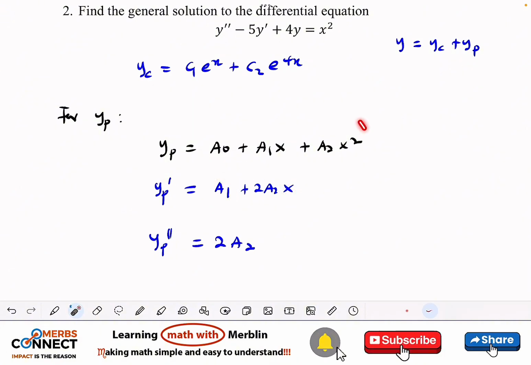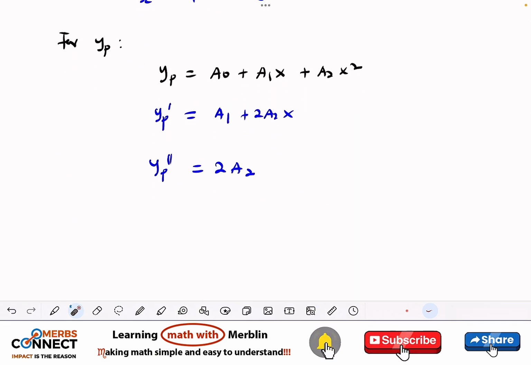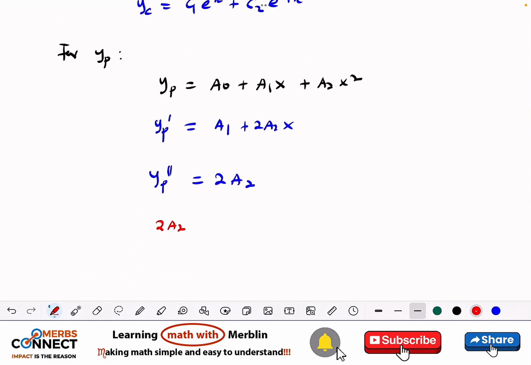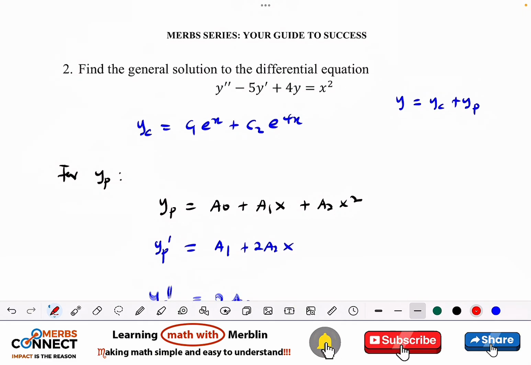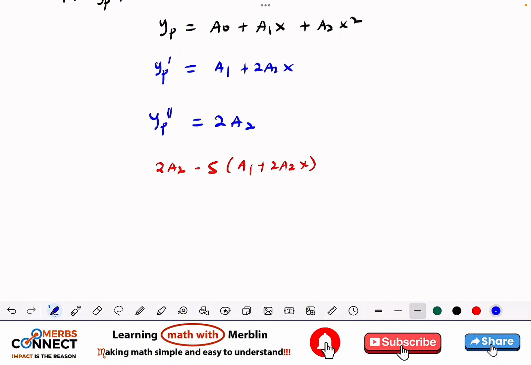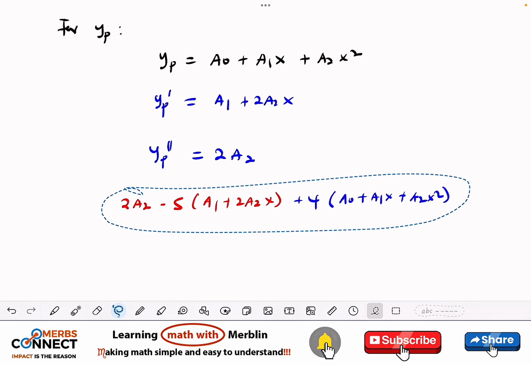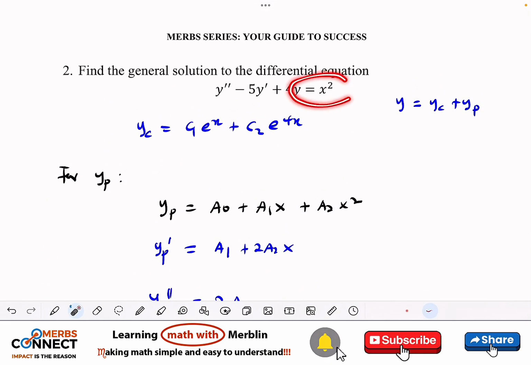So what am I going to do? Plug this one inside this function here. So I'm going to have 2a2 minus 5 times y prime, which is a1 plus 2a2x, and then plus 4y. Y is a0 plus a1x plus a2x squared, and this is equal to x squared. Good.